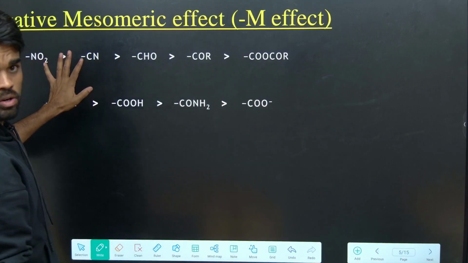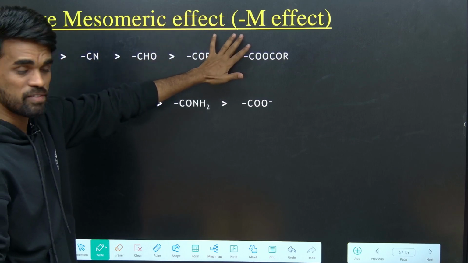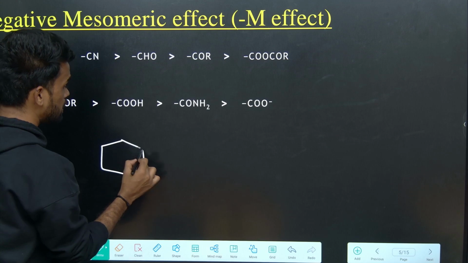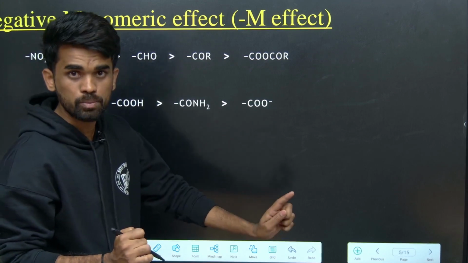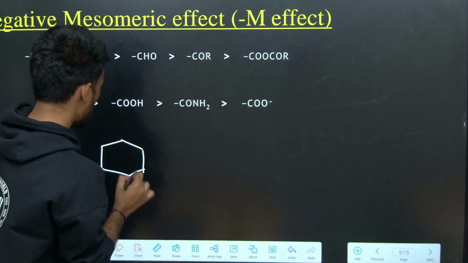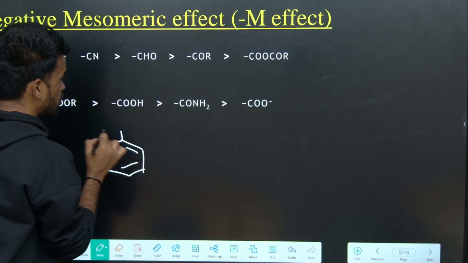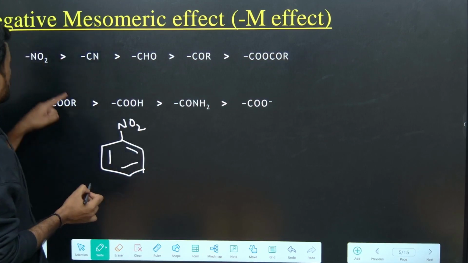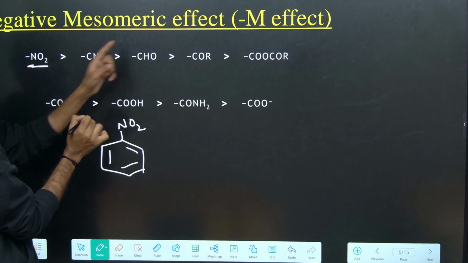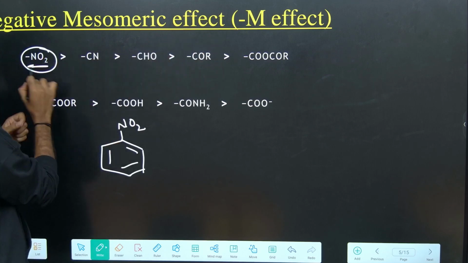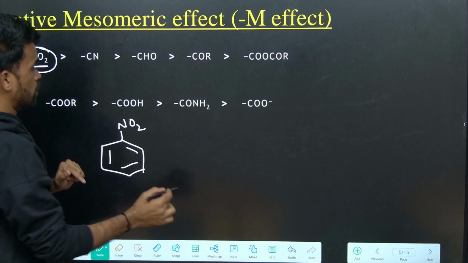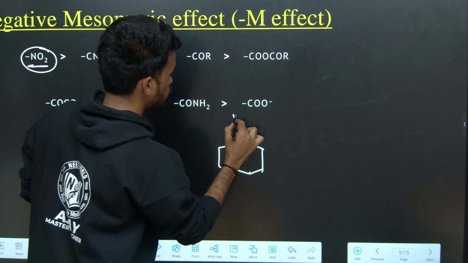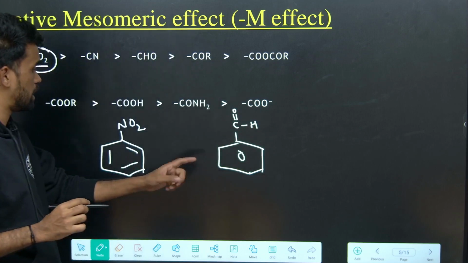Okay. So now we will be talking about minus M effect, similar to whatever we discussed. After completing this discussion, I will be showing you some questions. There it will be very helpful. Okay. So let us see. To this benzene ring, here I have one nitro group, NO2 group. See, nitro group has the maximum minus M effect when we compare with the other groups. Now the other one I have here is the aldehyde group, COH. This is benzaldehyde, nitrobenzene.